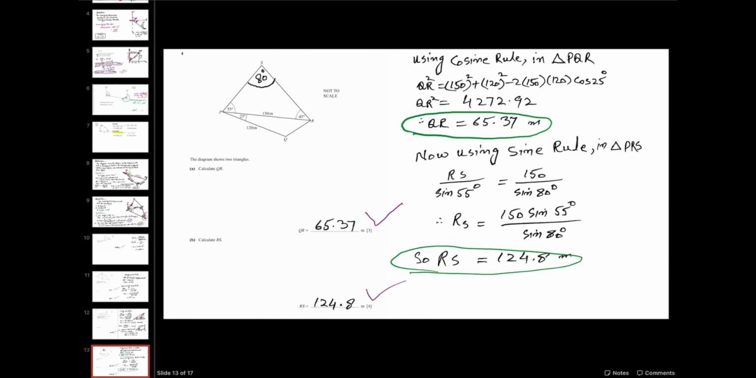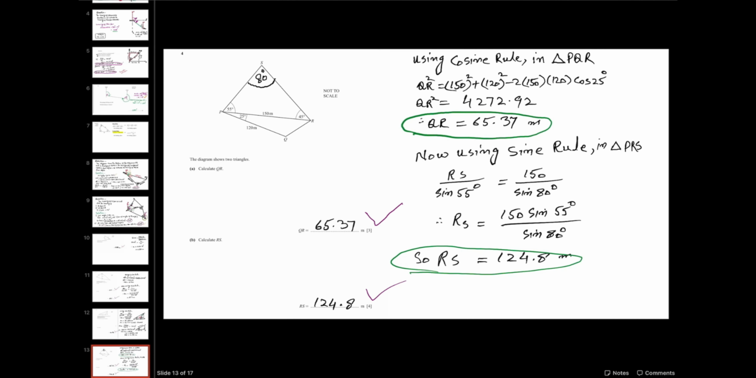Okay guys, the new question is shown. In these questions, two triangles PRS and PQR are given. What we are going to find? In part A, calculate QR, and in part B, calculate RS. So first of all I am going to calculate QR.